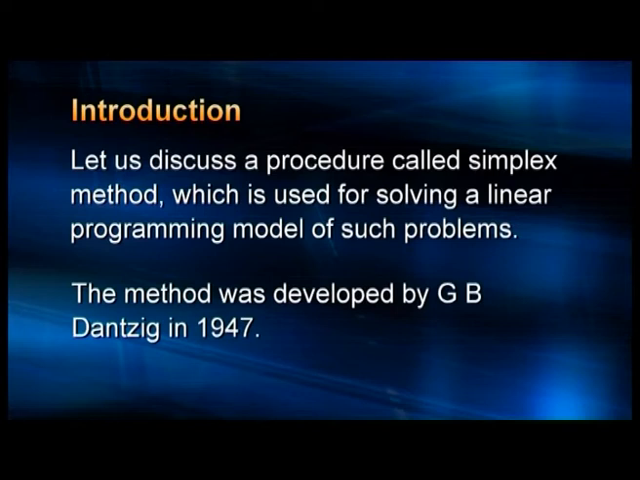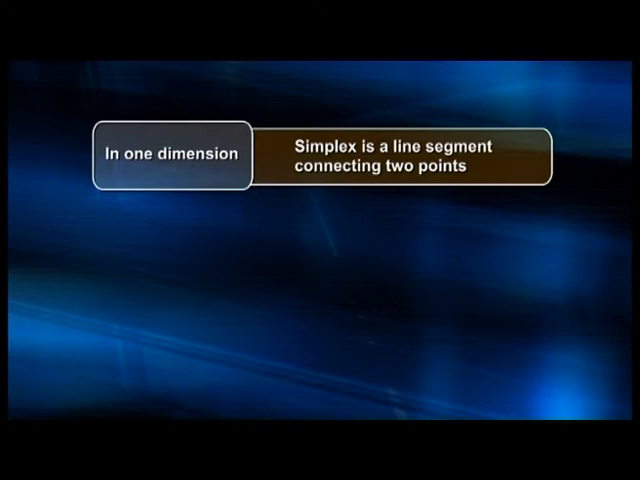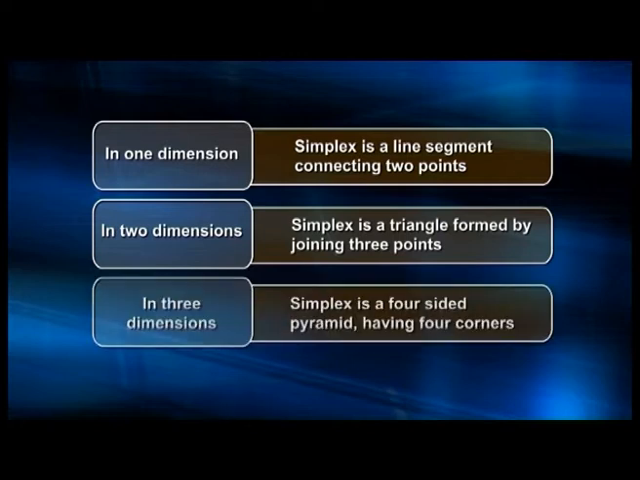The method was developed by G.B. Dantzig in 1947. The simplex is an important term in mathematics, one that represents an object in an n-dimensional space connecting n plus 1 points. In one dimension, a simplex is a linear segment connecting two points. In two dimensions, it is a triangle formed by joining 3 points. In 3 dimensions, it is a four-sided pyramid having 4 corners.